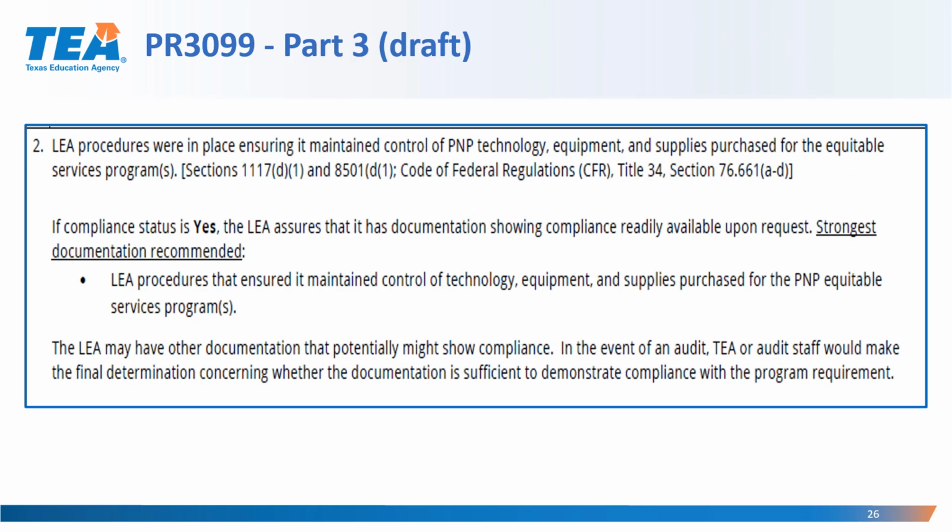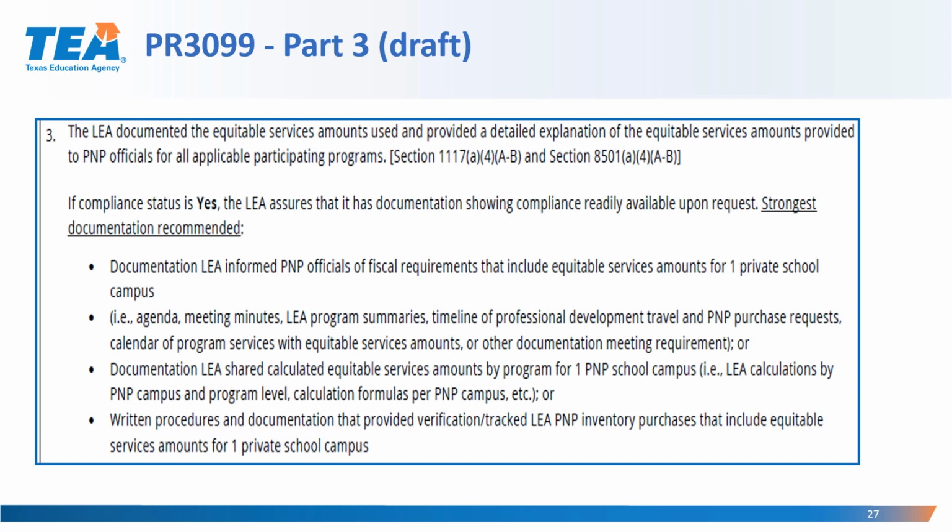Number 2 of Part 3 states the LEA procedures were in place ensuring it maintained control of PNP technology, equipment, and supplies purchased for the Equitable Services programs. If compliance status is yes, then the LEA assures that it has documentation readily available, and the strongest documentation recommended would be LEA procedures that ensured it maintained control of technology, equipment, and supplies purchased for the PNP Equitable Services program. The LEA may have other documentation available.